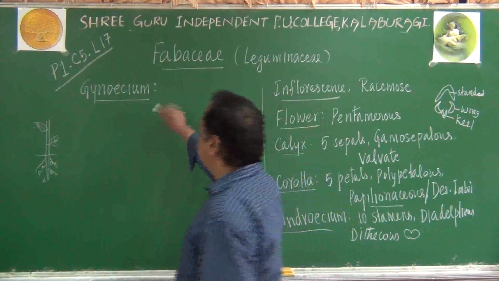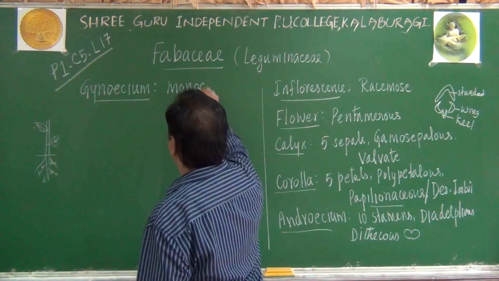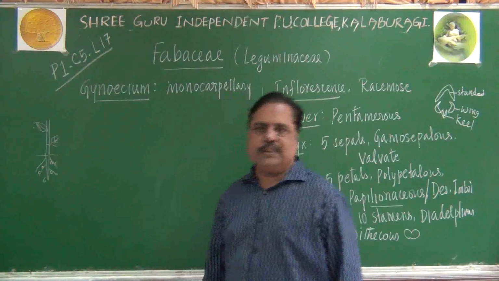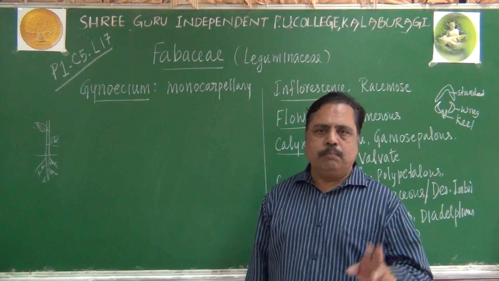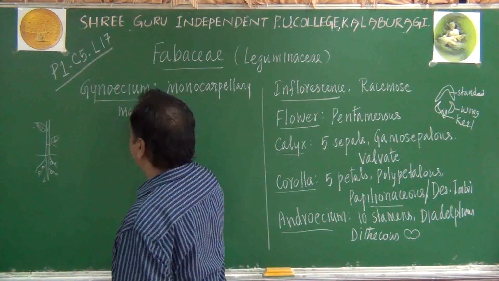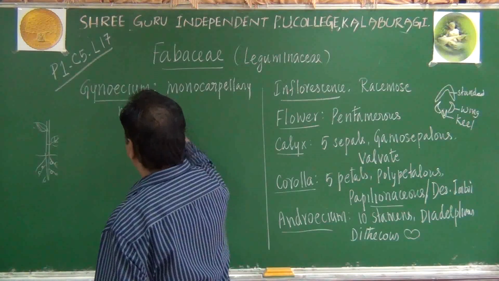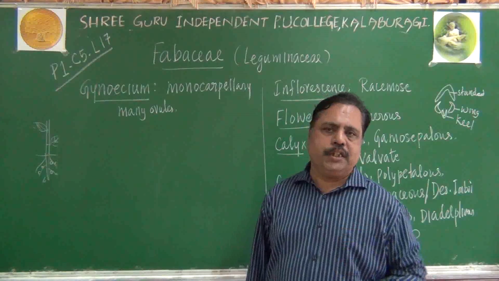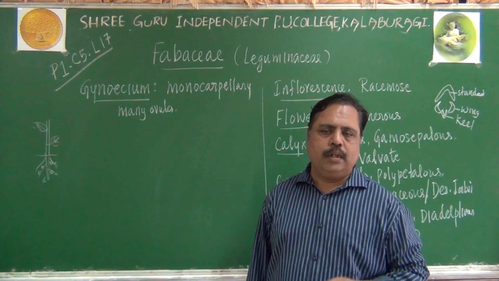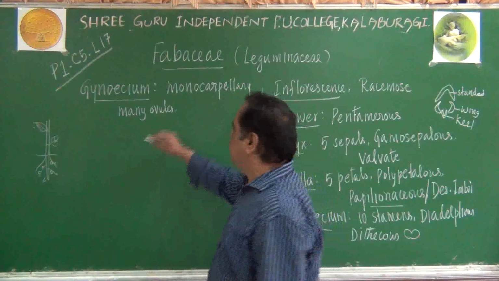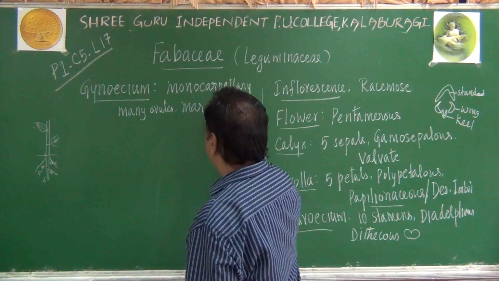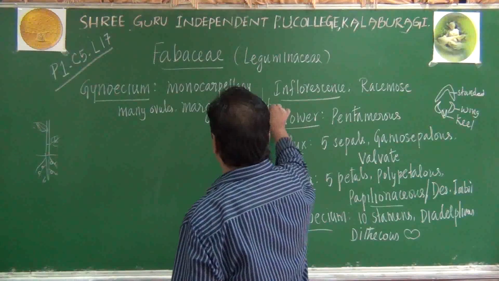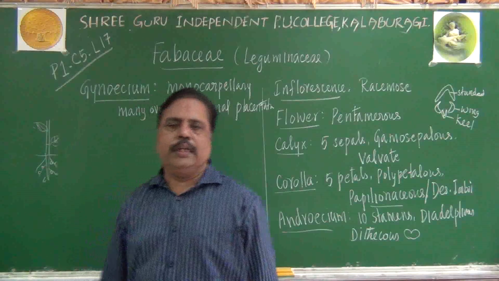These carpels, usually monocarpellary gynoecium they are. That means only one carpel is present here, monocarpellary. But many ovules will be present inside. Ovules will be many in number. What type of placentation is there in this ovule means the ovules are attached with ovary by marginal placentation. Remember this point. So single ovary with marginal placentation is present in this case.